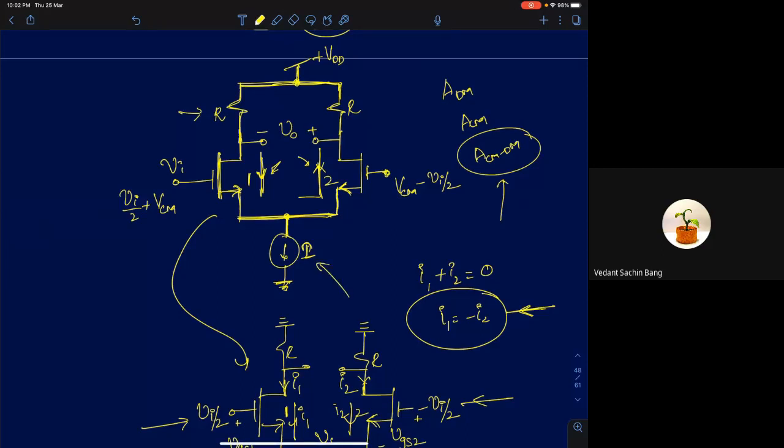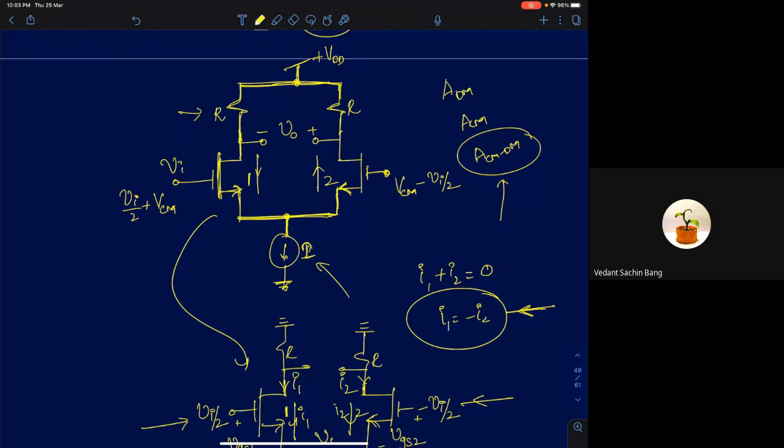So intuitively, by virtue of current biasing, we are already enforcing some kind of a differential operation. When I say differential operation, what do I mean? The small signal drain currents in both these MOSFETs are already 180 degrees out of phase to begin with, and I'm getting a differential operation with that. That's a very interesting result.